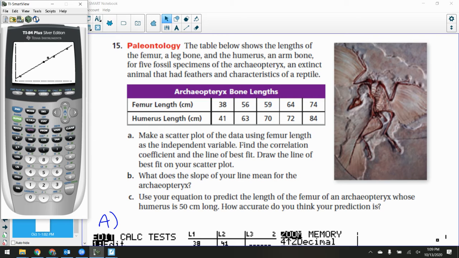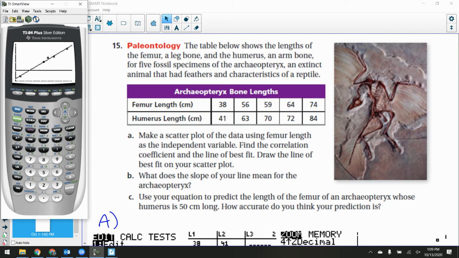Part C says use your equation to predict the femur length of that thing whose humerus is 50 centimeters. Now, the humerus length is the y value, correct? So I'm giving you a y value and asking you to find an x value. This is the harder of the two types here. To do this, I go into my y equals, and I plug in the y value, like 50 here, into my y2. I go to graph, and I hope that I see my horizontal line run through my diagonal line on this screen, so I don't have to zoom out.